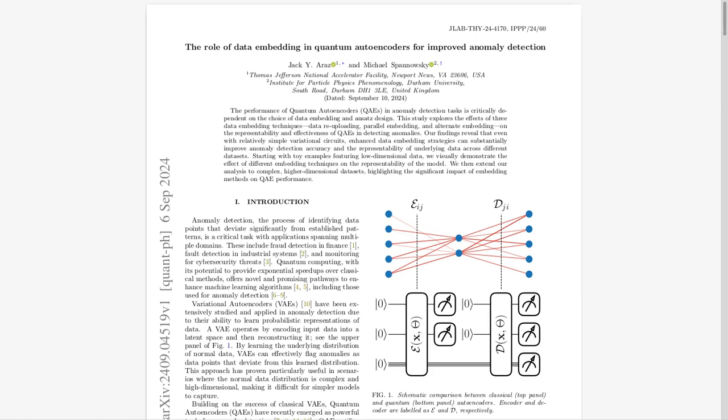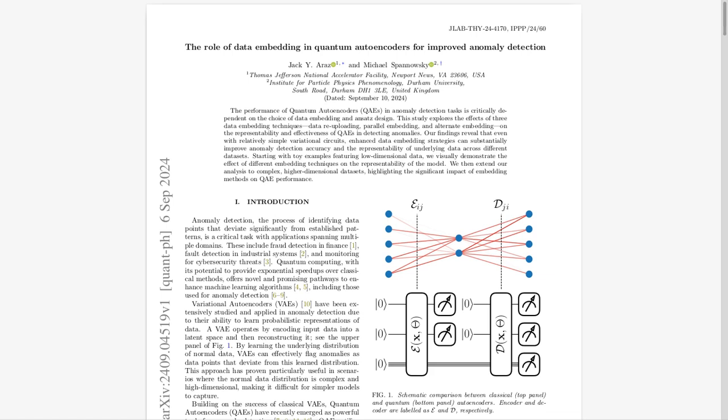They actually put these techniques to the test. Always a good thing. Right. Yeah. So they started with some simpler data sets. Think geometric shapes like circles and squares. They trained the QAE to recognize the normal shapes and then threw in some anomalies like an oval or a dented circle to see if it could tell the difference.